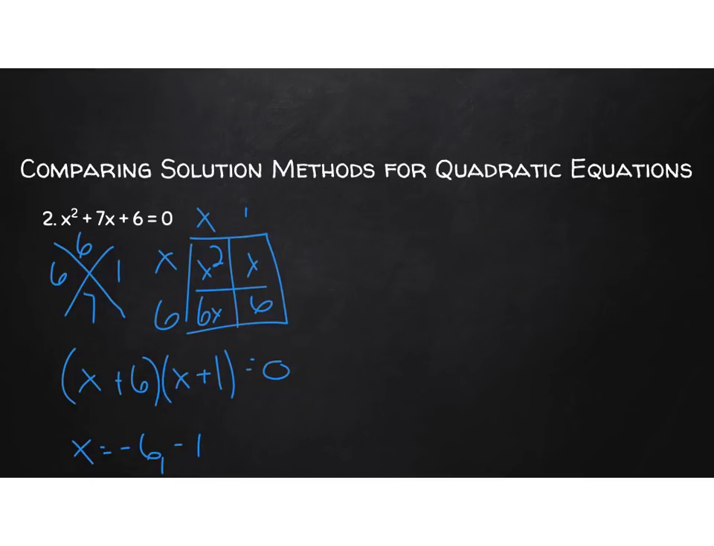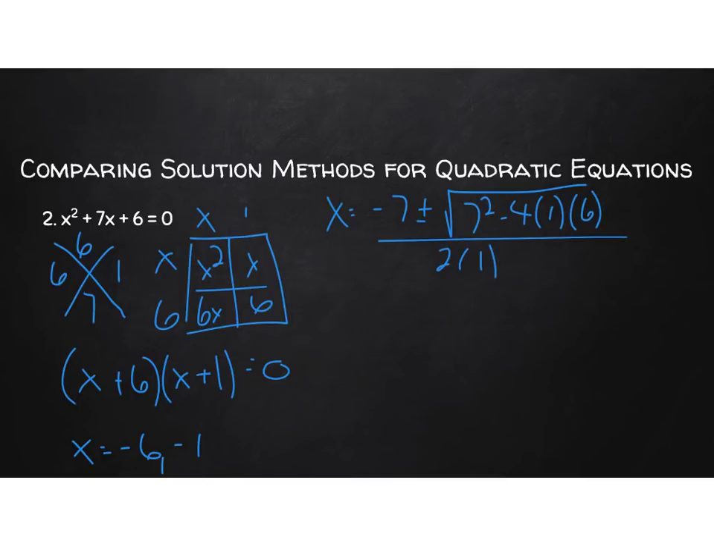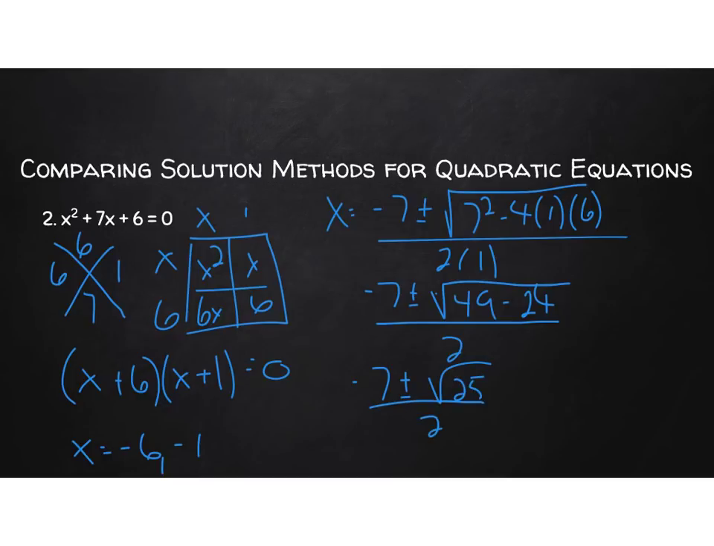Now, quadratic formula, we get x equals negative b plus or minus radical b squared minus 4ac all over 2a. So we get negative 7 plus or minus radical 49. 4 times 1 is 4, times 6 is 24. And that's all over 2. And then negative 7 plus or minus 49 minus 24 is 25, all over 2.